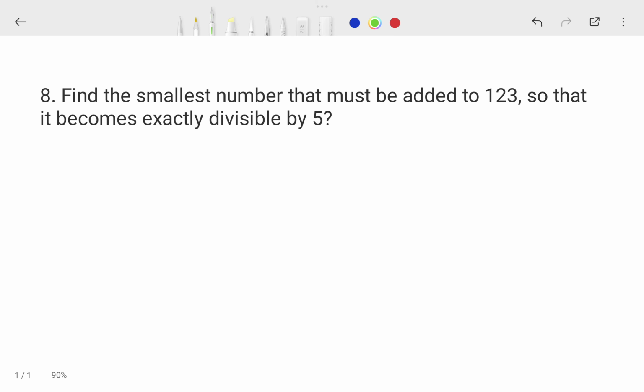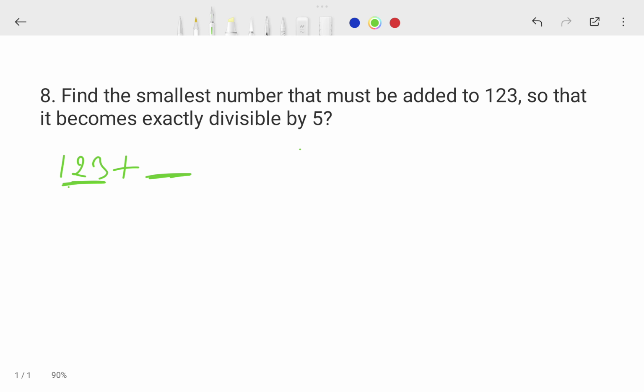Let's talk about: find the smallest number that must be added to 123 so that it becomes exactly divisible by 5. Here the question is telling you to add exactly one smallest number to 123 so that it is divisible by 5. You have to add some number here which makes it divisible by 5.